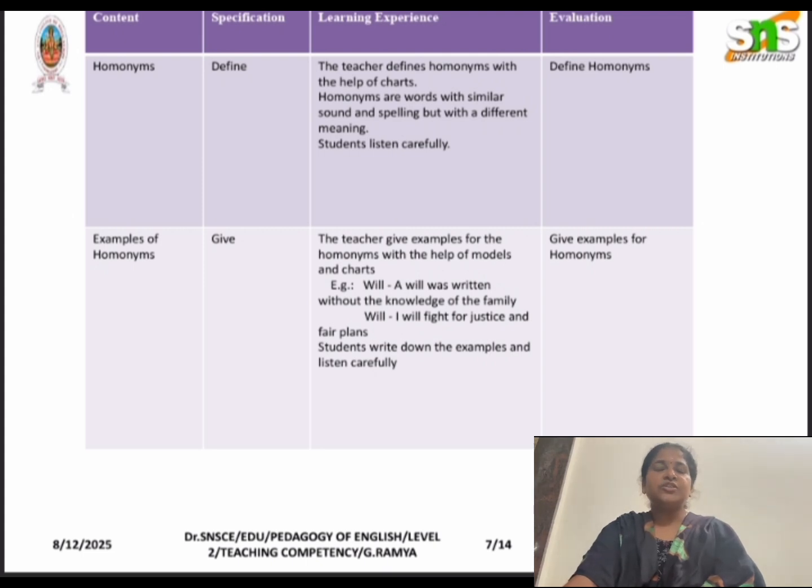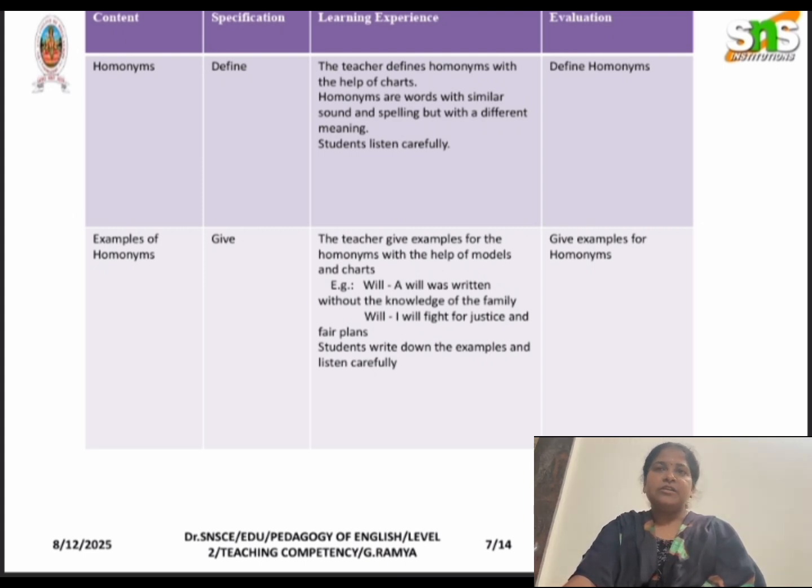So the teacher can ask some examples related to the homonyms with the help of the teaching aids, models or chart. Example like will. Will was written without the knowledge of the family. WILL is another homonym which is, I will fight for justice and fair plans. So the students write down the examples and listen carefully. So this is how the learning experience part should be.